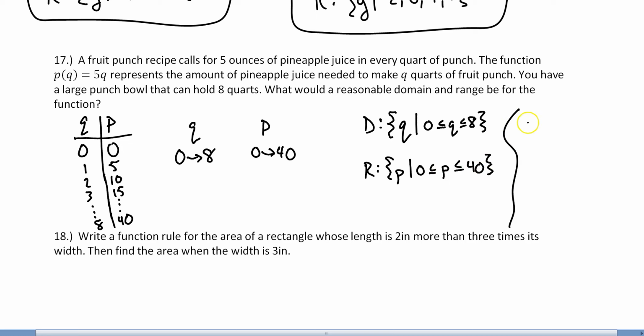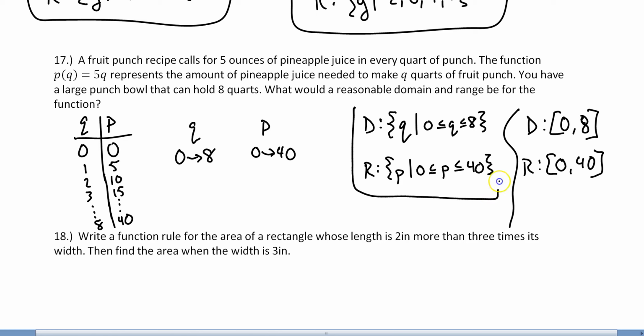Another way to express this, if I wanted to do my domain, is interval notation. I go from 0 to 8 on this guy, including each of them, so I use the brackets. On the range, I go from 0 to 40. And this is one that's much easier and much better to do in interval notation. But either one of these would be acceptable, okay?